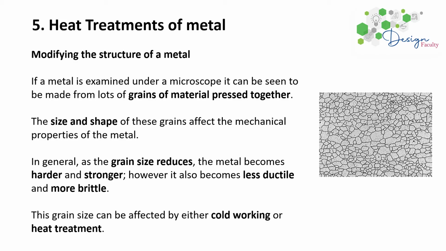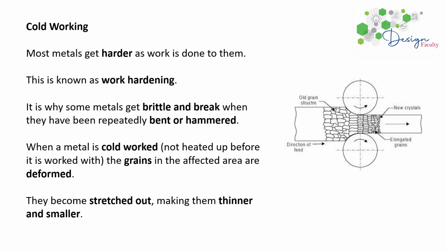So in general, as the grain sizes reduce, the metal becomes really hard and strong. But it becomes less ductile and becomes more brittle. And you can change the grain size by either cold working it or heat treating it. So cold working is where we're not using any heat.